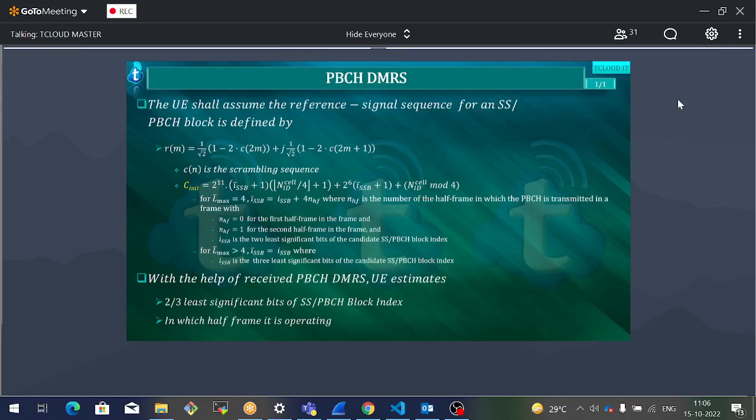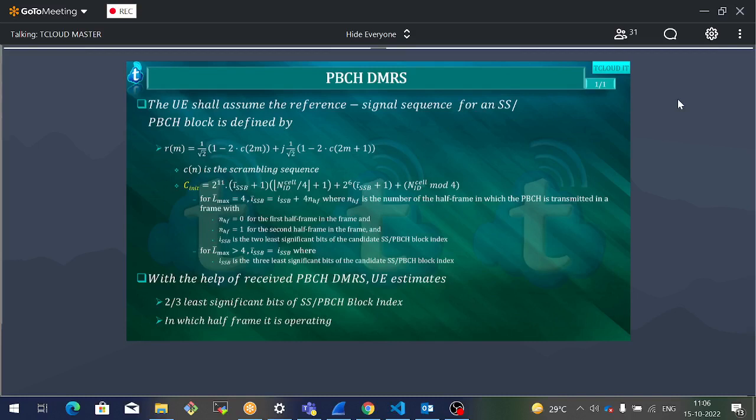And the mobile will also be able to identify whether the SSB block it has downloaded is present in the first half frame or the second half frame. You can identify that, because the mobile knows all this mathematics. The mobile received some symbols, which are nothing but your PBCH DMRS bits. By analyzing the PBCH DMRS bits mathematically, the mobile can definitely identify the I-bar SSB value used in it.